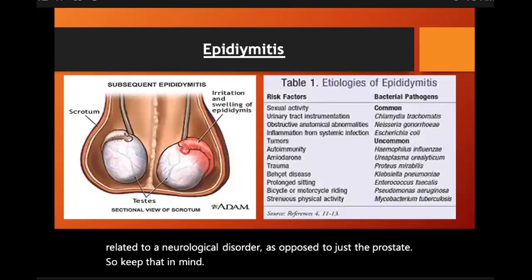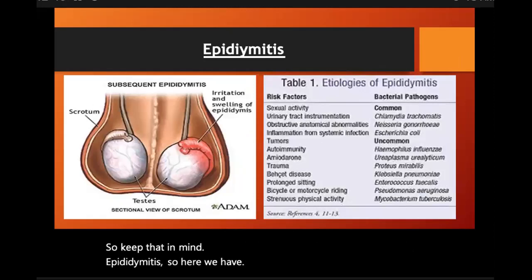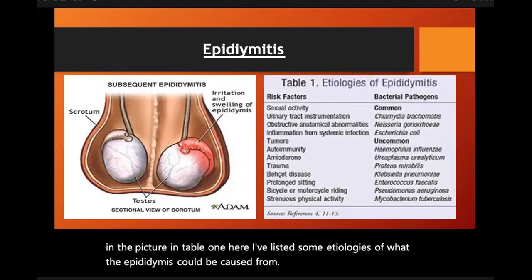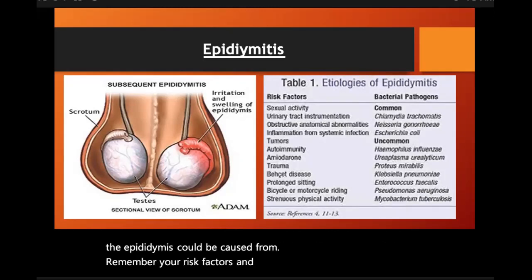Epididymitis. So here we have an irritation and swelling of the epididymis, and that's right there in the picture. In table 1 here, I've listed some etiologies of what the epididymitis could be caused from. Remember your risk factors and your common bacterial pathogens.